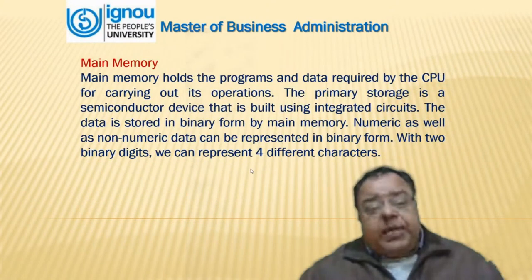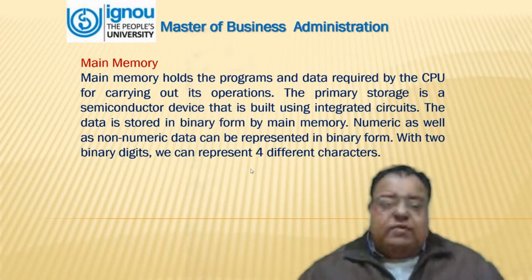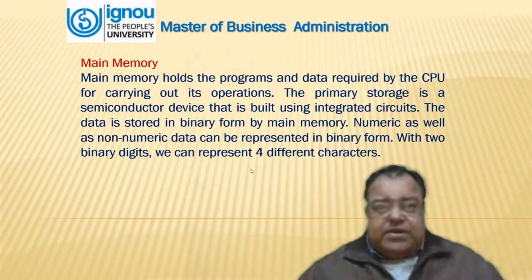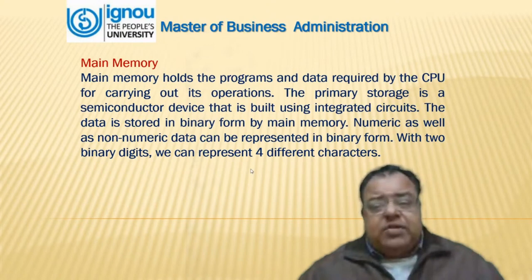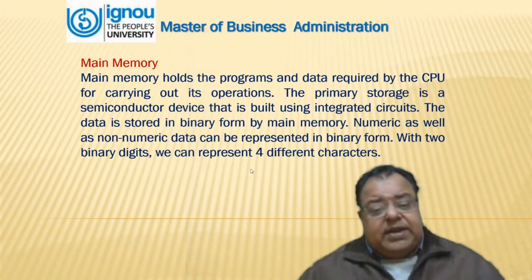Main memory. Main memory holds the program and data required by the CPU for carrying out its operations. The primary storage is a semiconductor device which is built using integrated circuits. Data is stored in binary form by main memory. Numeric as well as non-numeric data can be represented in binary form. With two binary digits, we can represent four different characters.